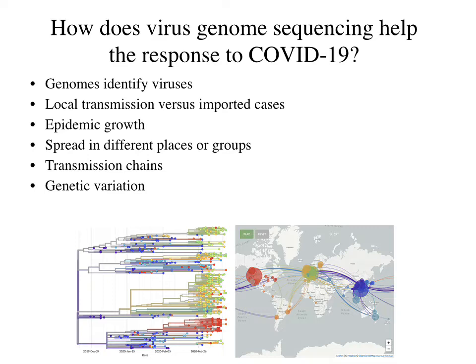So remember, virus genome sequencing is a vital and rapidly developing tool, and it's being used in the diagnosis of COVID-19 and in understanding the spread and control of the new virus. So how do we use viral genome sequencing? Well, first of all, genomes identify viruses.